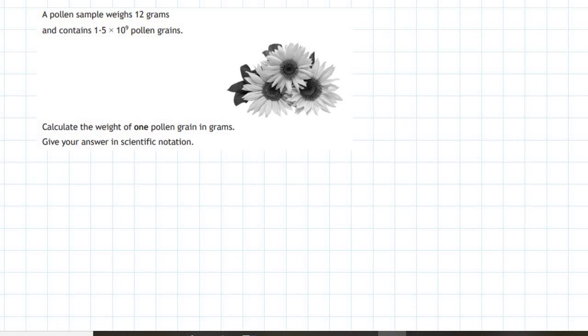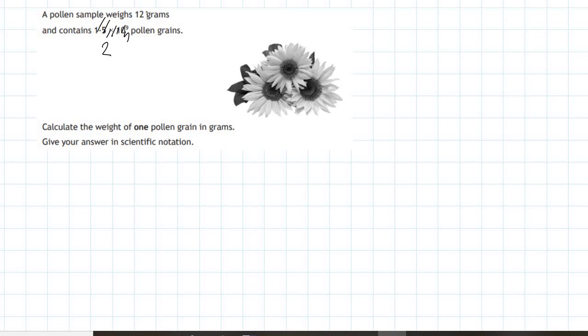Now, the fact that this is such a tricky number makes it much harder for you to think, what calculation should I do? So what I like to do is just ignore that. Let's say a pollen sample weighs 12 grams, and this is not scientifically accurate, and it contains 2 pollen grains. So I've taken that tricky number away and I've made it something much, much simpler, a 2. And then it says calculate the weight of 1 pollen grain.